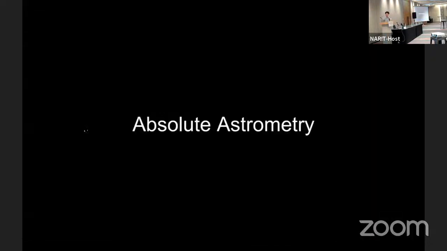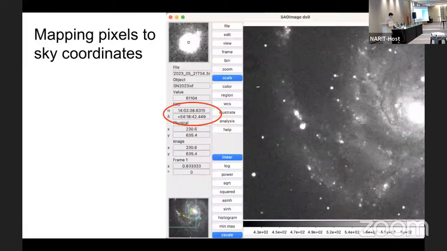So to do that, we need absolute astrometry. We need to be able to tell them where exactly on the sky it is. So yes, that is the mapping from pixel to sky coordinates, and they will show up in DS9. That's very convenient numbers.